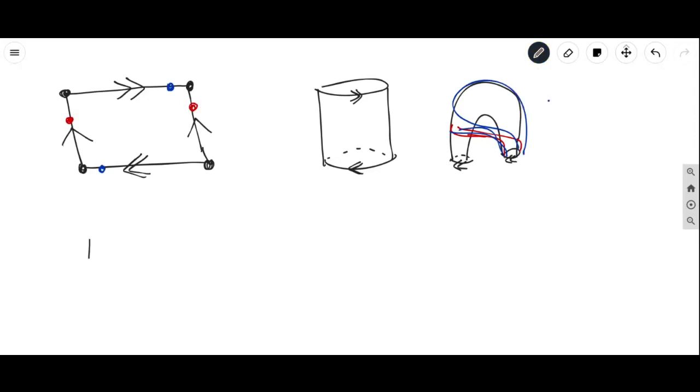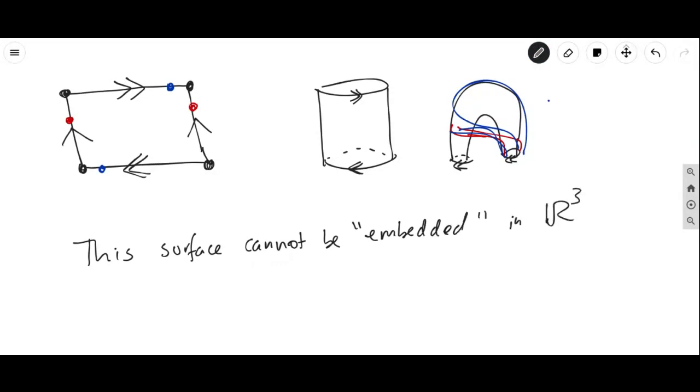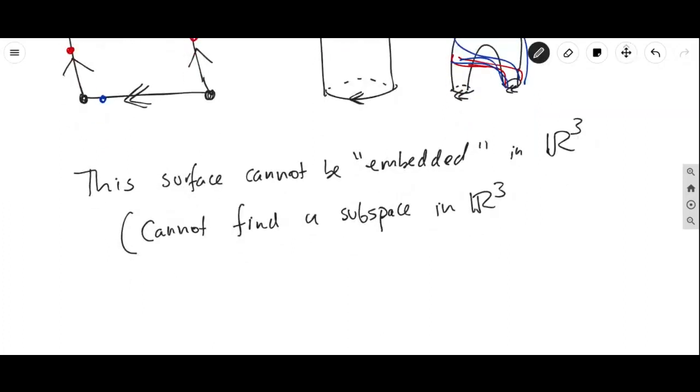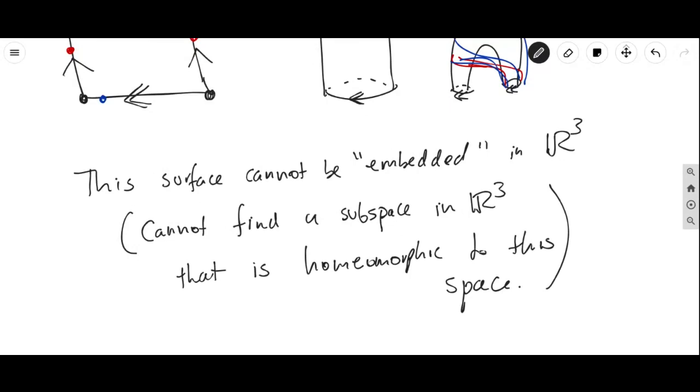It turns out this surface cannot be embedded in R3. So you cannot actually embed the surface in R3. Embedded means you cannot find a subspace in R3, so three-dimensional space, the space that we visualize, that is homeomorphic to this space that we get, this quotient space.